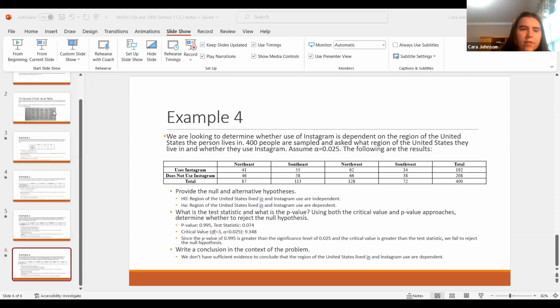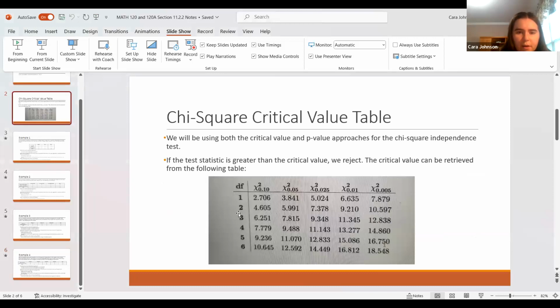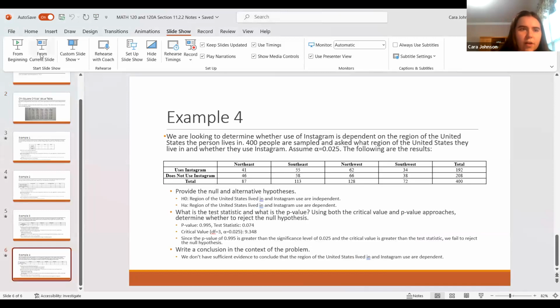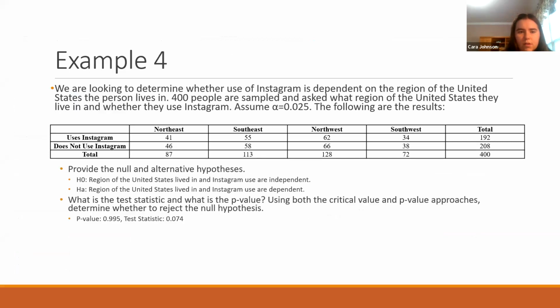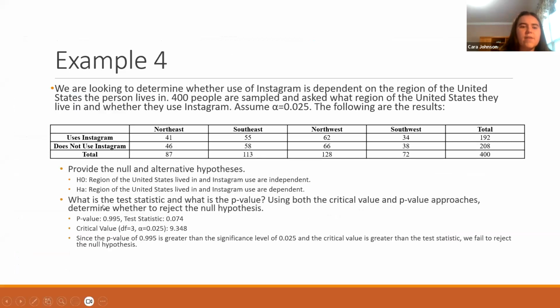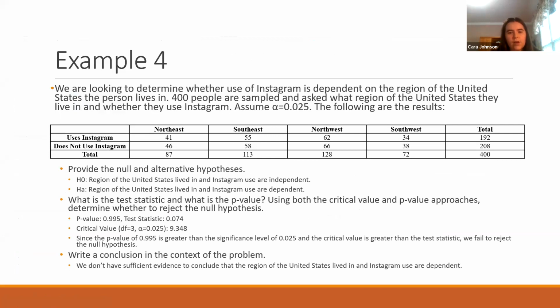So let's get our critical value first. So 3 degrees of freedom and 0.025 significance level gives me a critical value of 9.348. So my p-value 0.995 is definitely higher than 0.025. The critical value is also higher than the test statistic, so that means that we're going to be failing to reject. If we fail to reject, that means we don't have enough evidence that HA is true. So we don't have sufficient evidence to conclude that the region of the United States lived in and Instagram use are dependent.